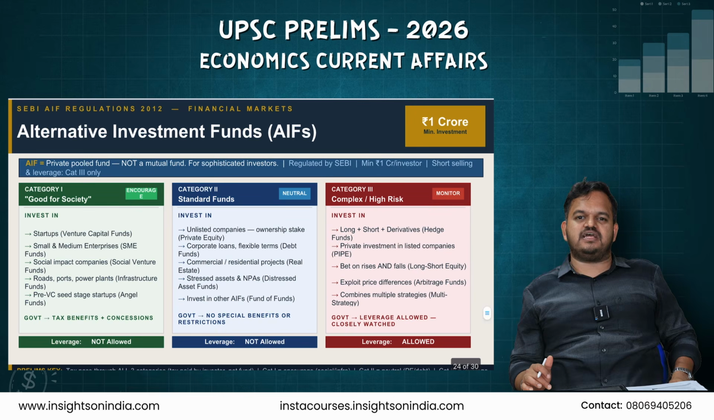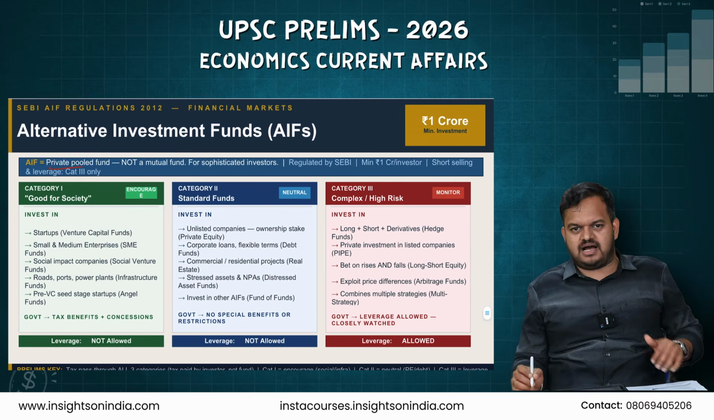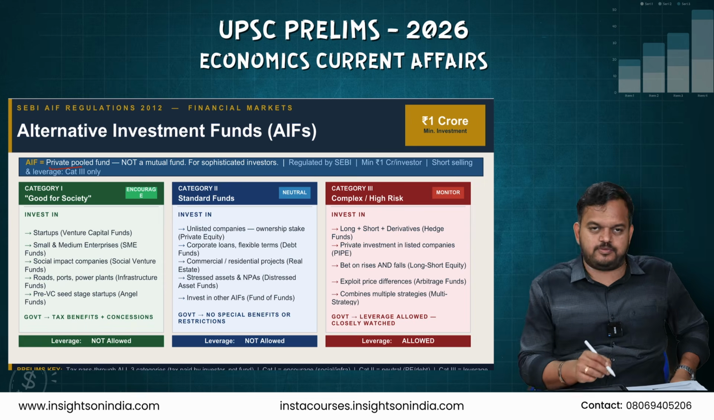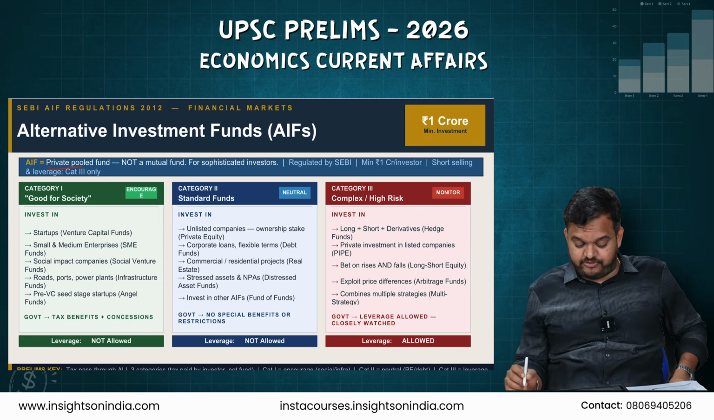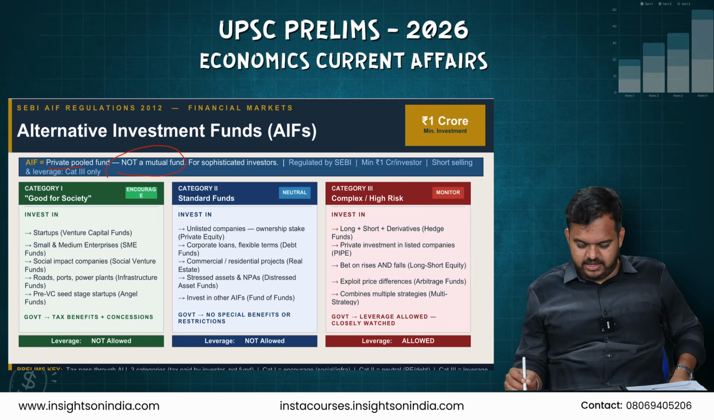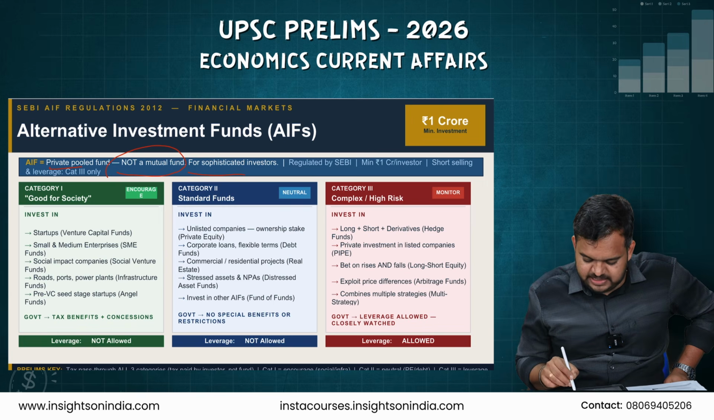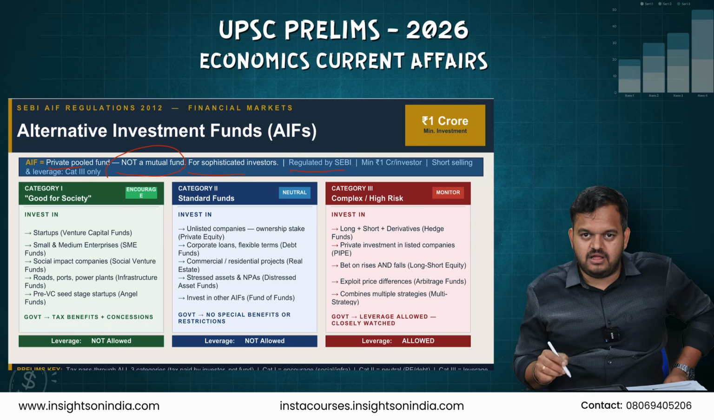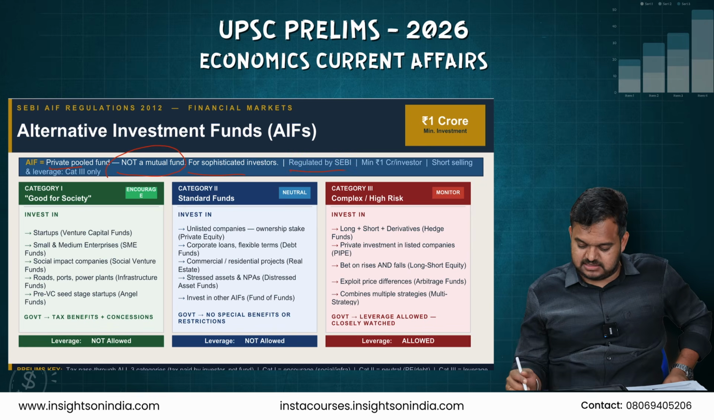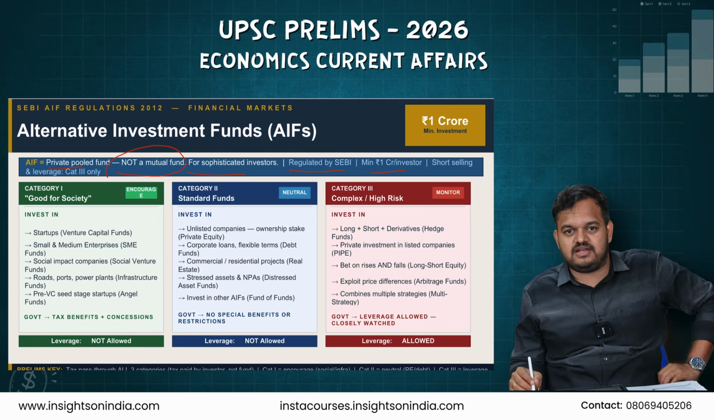So what are alternative investment funds? It was asked once or twice, I think. An alternative investment fund is a private pooled fund. It is not a mutual fund. It is for sophisticated investors who know the market thoroughly. Regulated by SEBI. Me and you, can we invest? Yes, only if you have 1 crore. Minimum 1 crore to be invested per investor.